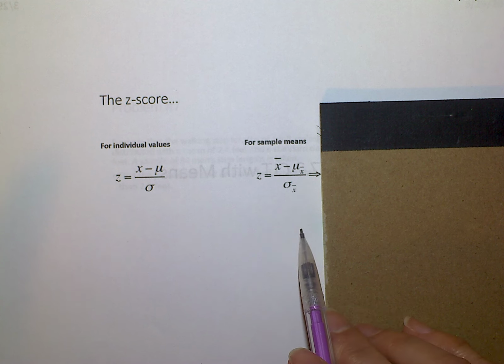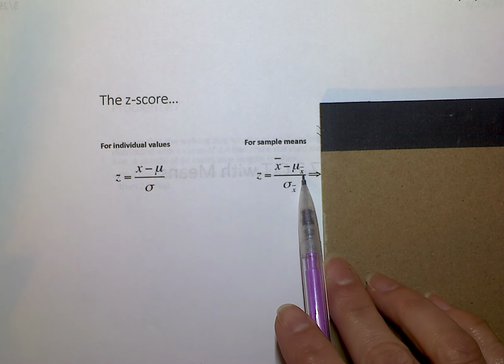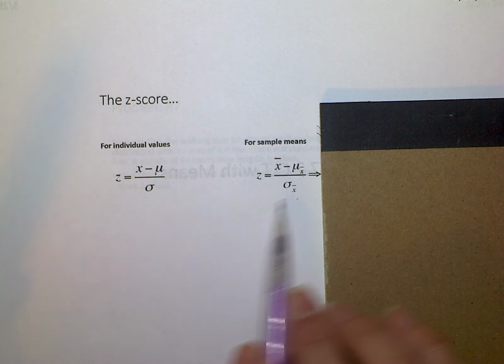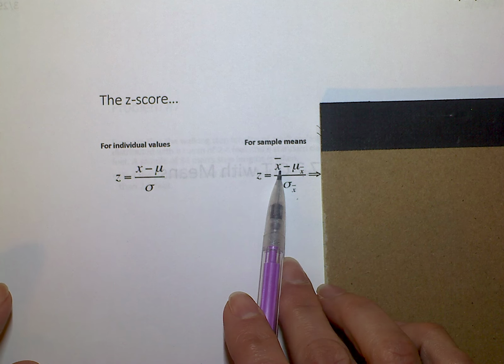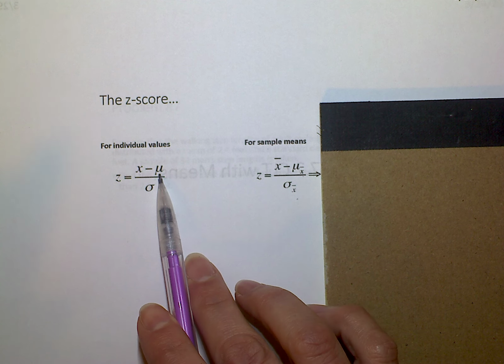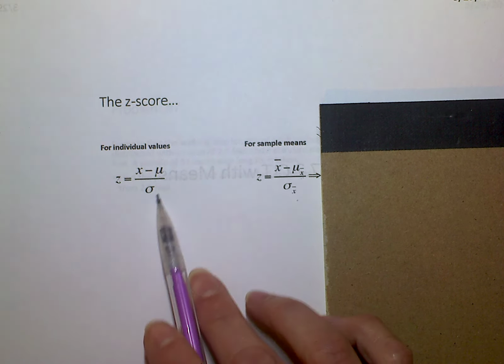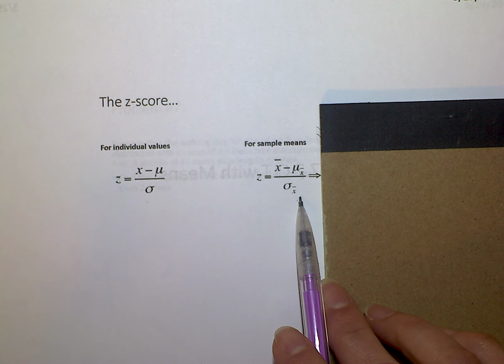Our new z-score is x bar, sample mean, minus mu sub x bar, mean of the sample means, divided by sigma sub x bar, which is the standard deviation of the sample means. Do you see how that changed? Instead of a single baby, it's the sample. Instead of the population mean, it's the mean of the sample means. Instead of the population standard deviation, it's the standard deviation for the sample distribution.